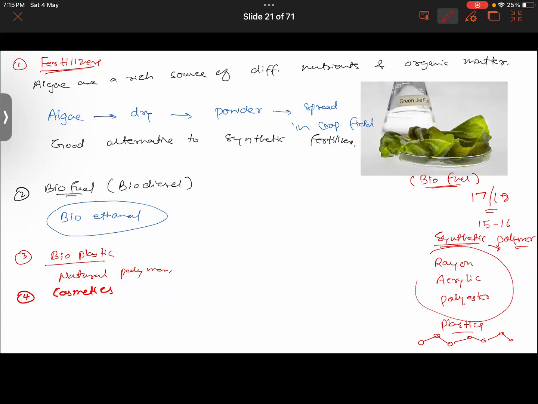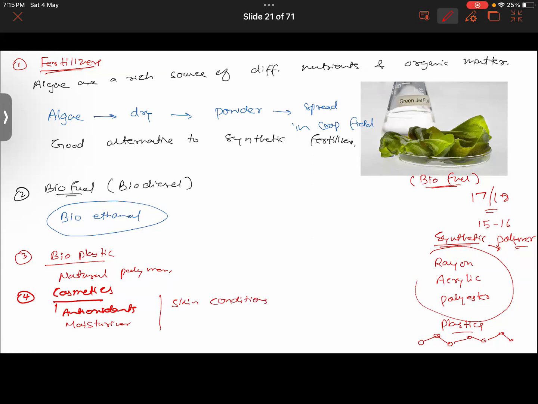Apart from that, dermatologists also prefer it. You understand what a dermatologist is? Basically, a skin doctor. So in the treatment of certain skin conditions also, algae are used. It is used for making different kinds of antioxidants, as a moisturizer, and to cure certain skin conditions.